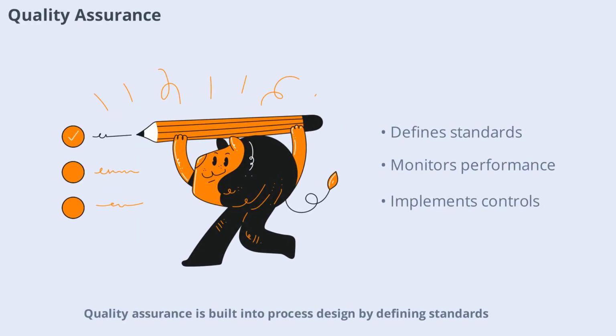Quality assurance is built into process design by defining standards, monitoring performance, and implementing controls. Consistent quality leads to satisfied customers and fewer costly errors. Make quality a core focus of your process design to ensure long-term success.